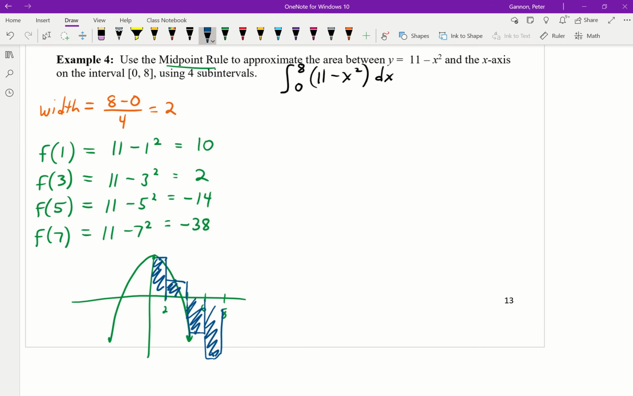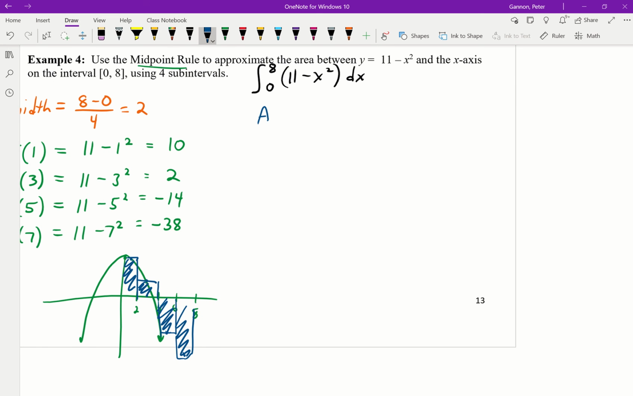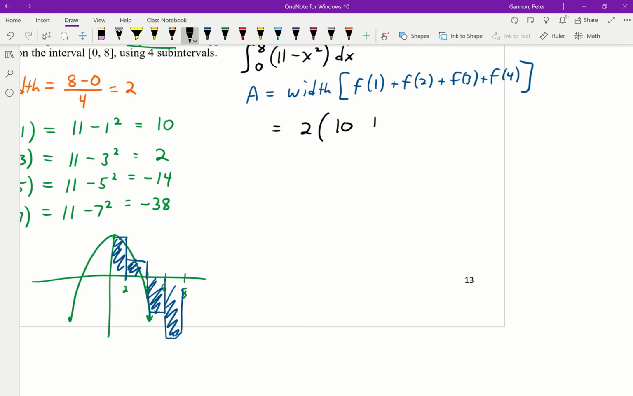So as we apply the midpoint rule, the formula is the area is going to equal the width because it doesn't vary. And then basically it's going to be f of 1 plus f of 2 plus f of 3 plus f of 4. Plug in our numbers. The width of our intervals is 2. F of 1 is 10. F of 2 is 2. F of 3 is negative 14. And f of 4 is negative 38. Guess I probably should have just used brackets.